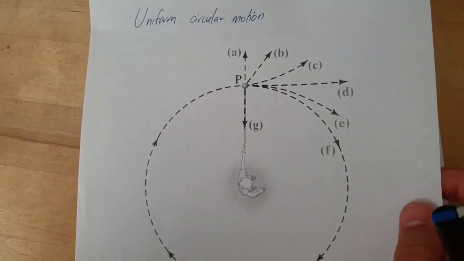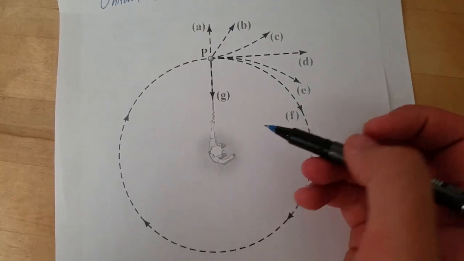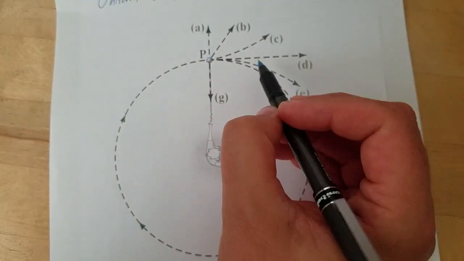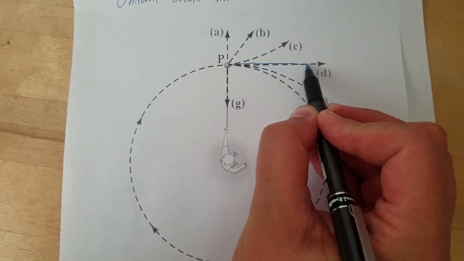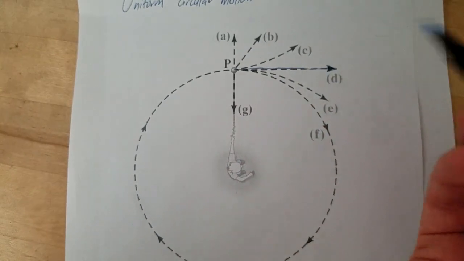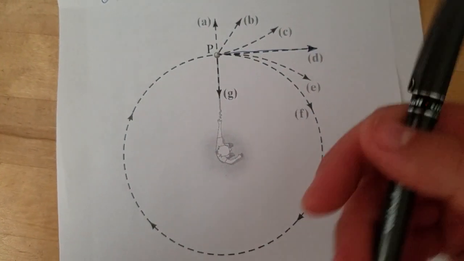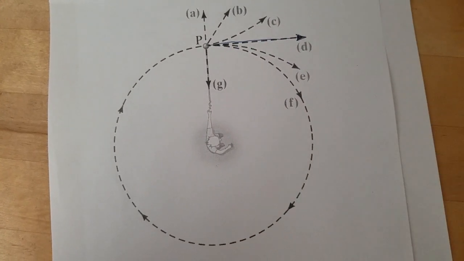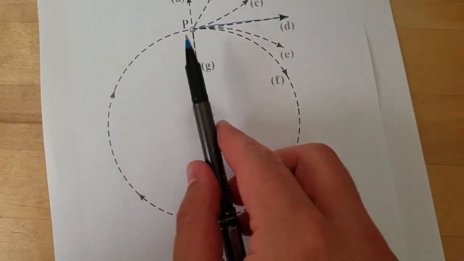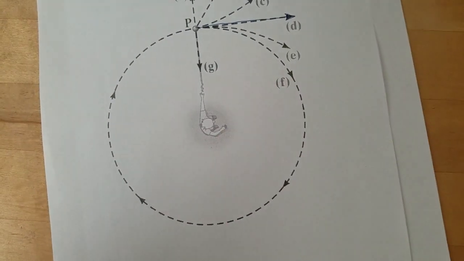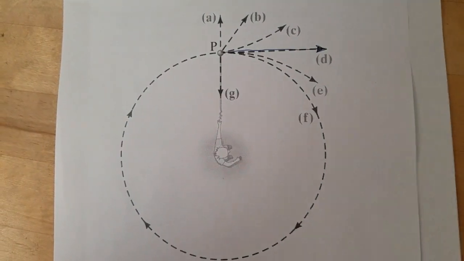Hopefully by now you've had a chance to think about the direction that the ball is going to go in. So if the string breaks right here, the ball is going to continue in a straight line because it's no longer got any forces acting on it to push it back towards the center of the circle. Because it's got no forces acting on it, it's going to continue in a straight line.